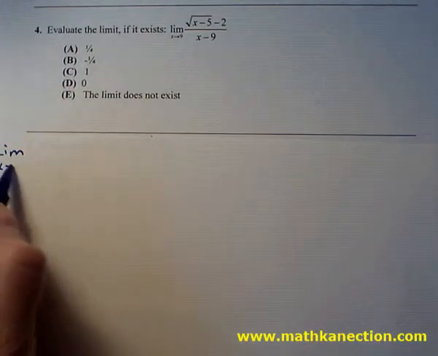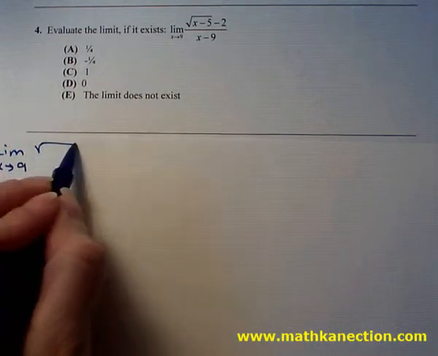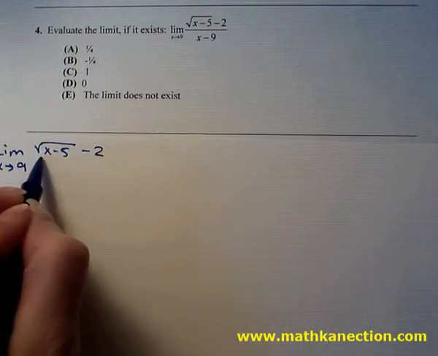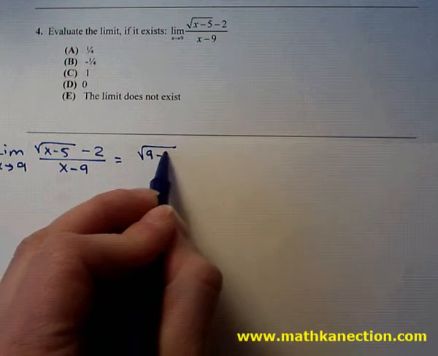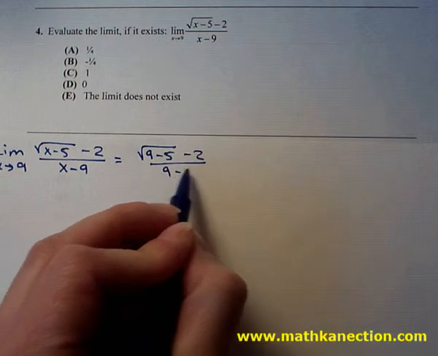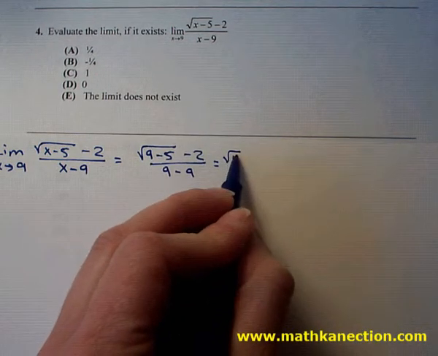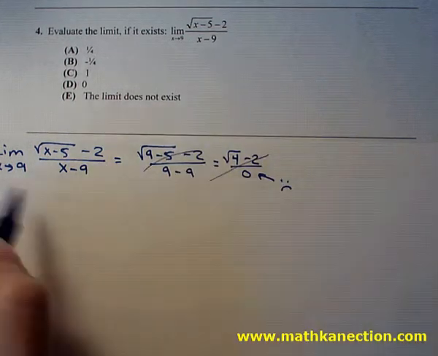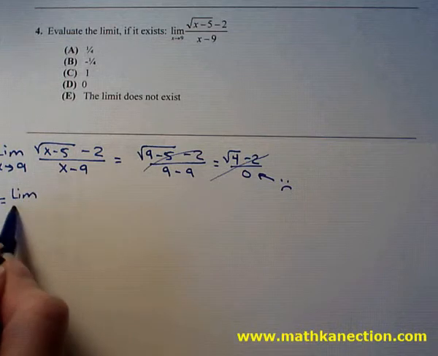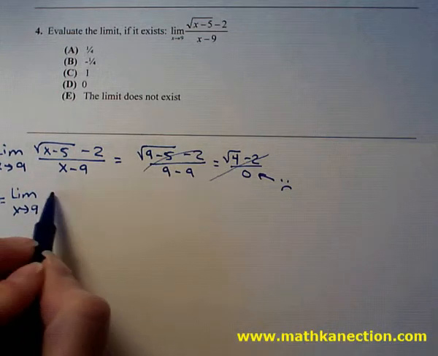Our fourth example is the limit as x approaches 9 of (the square root of x minus 5, minus 2) all over (x minus 9). First, try to replace in 9. We'll have the square root of 9 minus 5, minus 2, all over 9 minus 9, which is the square root of 4 minus 2 divided by 0. Again, cannot divide by 0. So we'll have to do some algebra to make the x minus 9 go away.